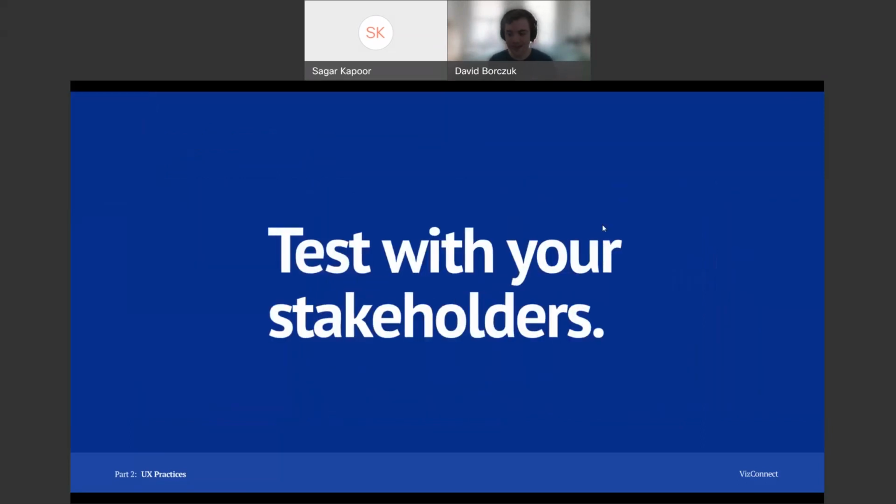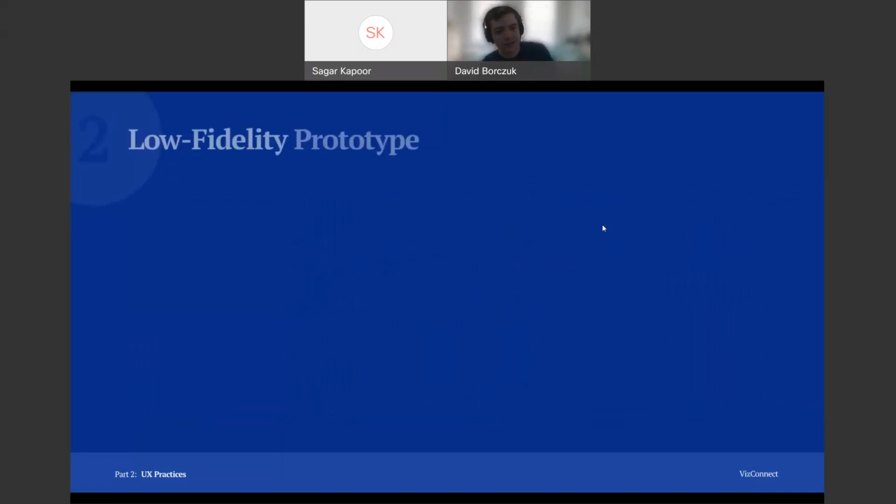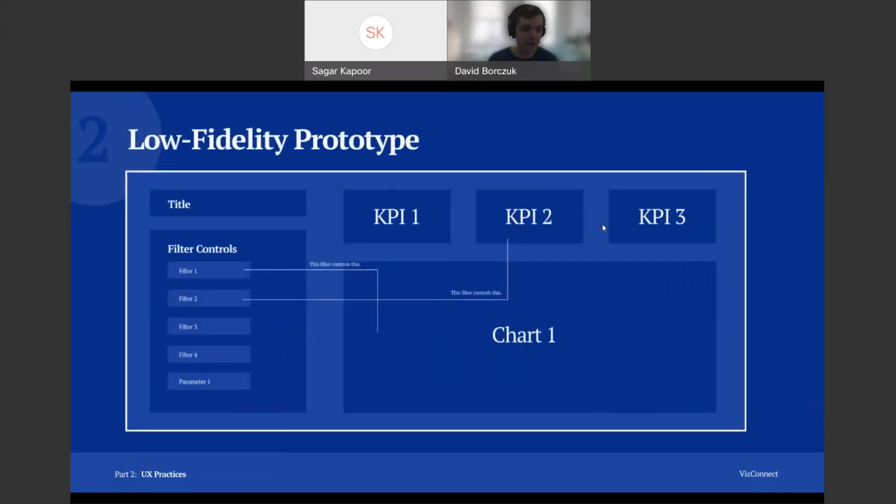You want to test this with your stakeholders. Make sure that they sit down and deal with the paper prototype, you're recording everything that they do, you record any confusion that they have or positive information that they have, basically write everything down. Then you want to build a low fidelity prototype. I just whipped this up in Figma, which creates a general idea of what your dashboard is going to look like in its more high fidelity versions.